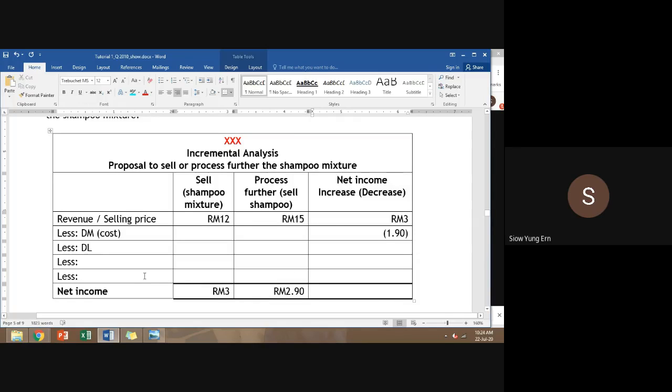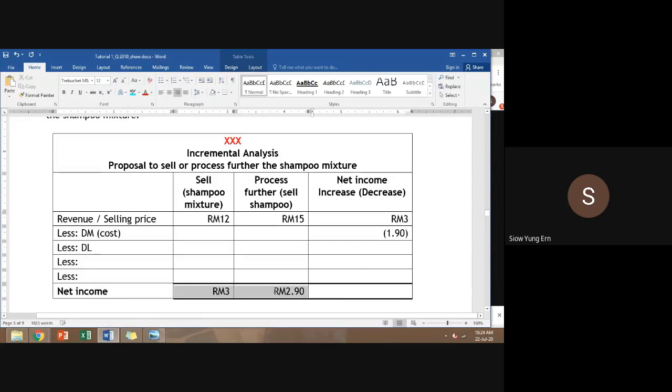Okay, last one. Fixed manufacturing overhead. What do you get for your fixed manufacturing overhead? 0, correct, because there is no change. 60 cents here and 60 cents here. So net income increase or decrease is 0.